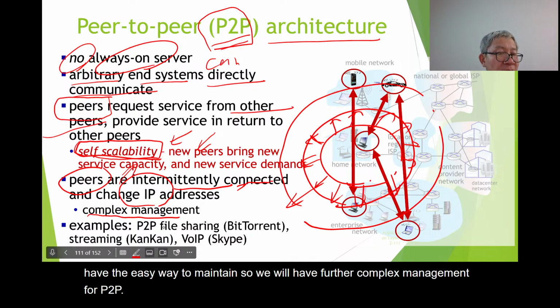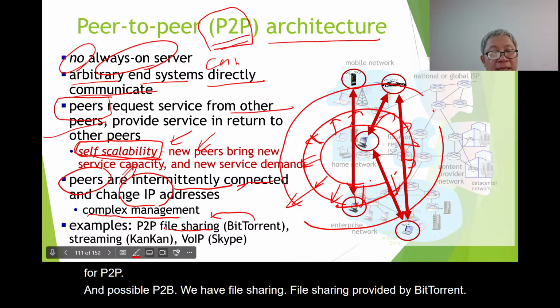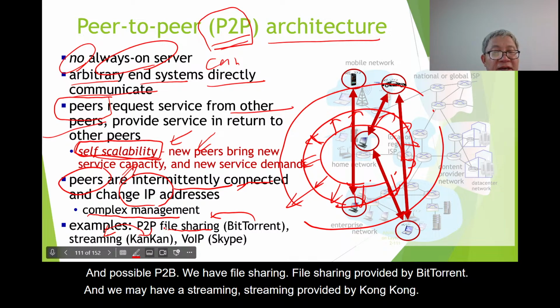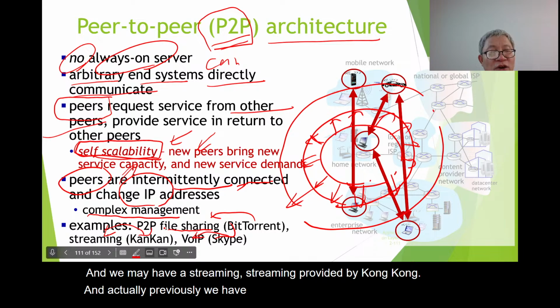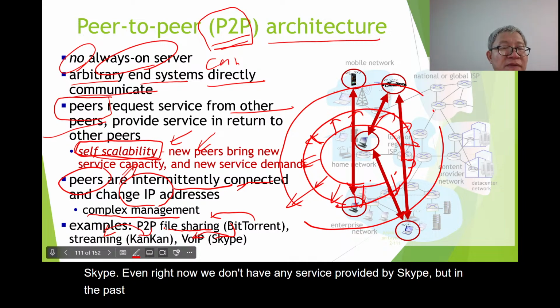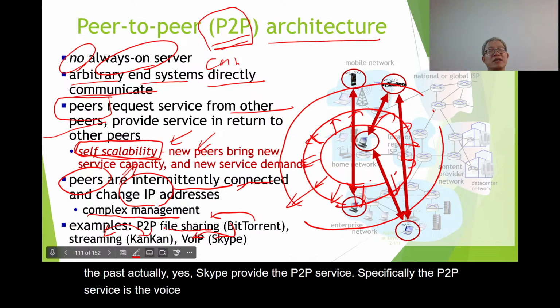And with P2P, we have file sharing, provided by BitTorrent. And we may have streaming, provided by ConCon. And previously, we had VoIP, provided by, for example, Skype. Even though right now Skype doesn't provide such a service, in the past Skype did provide a P2P service. Specifically, the P2P service was voice over IP.